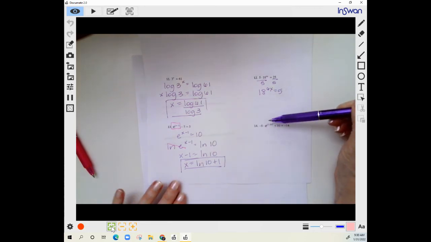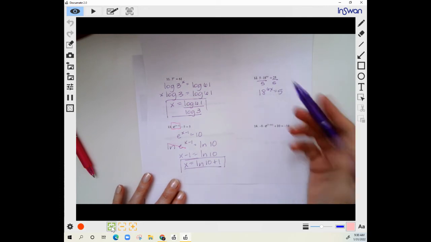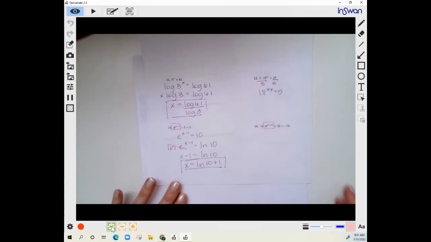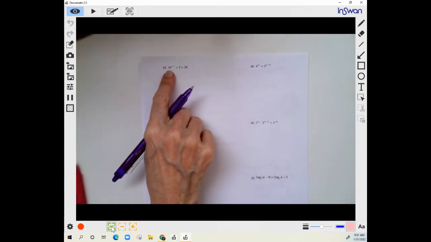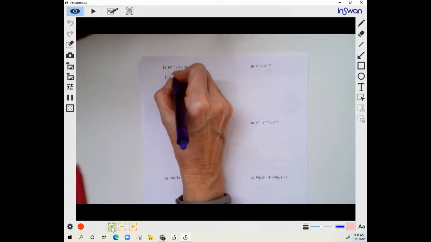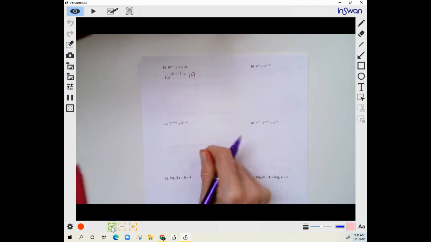Let's see. For this one, you are going to start out like we did in 12, like you're just going to start moving things away from this, and then you'll put the natural log on both sides. Okay, so then for 15, it's still exponential. We need to work on isolating this. So I'm going to start by subtracting 5.